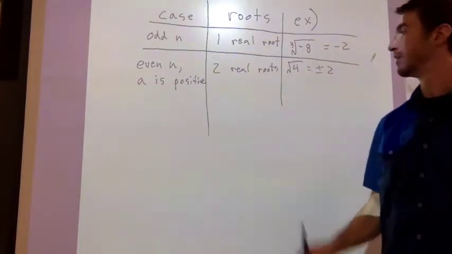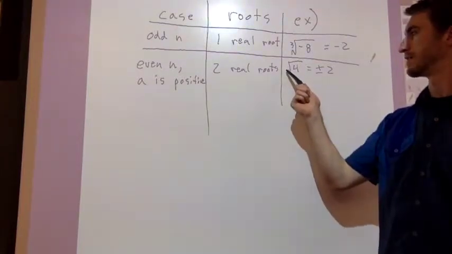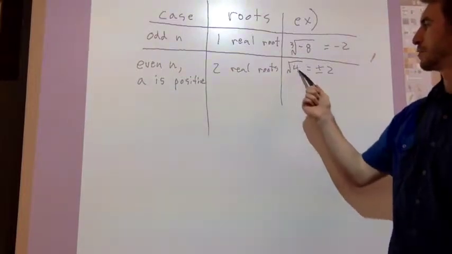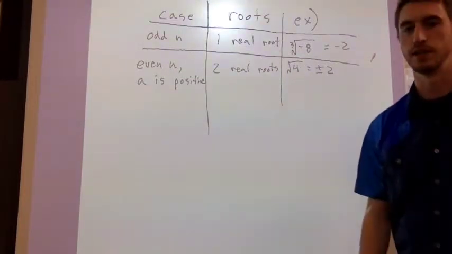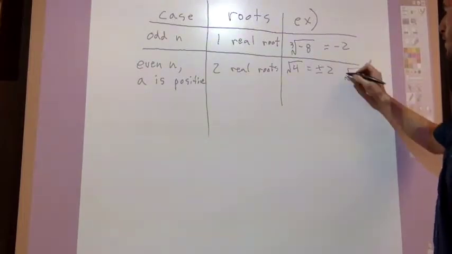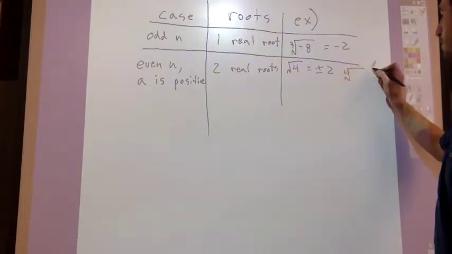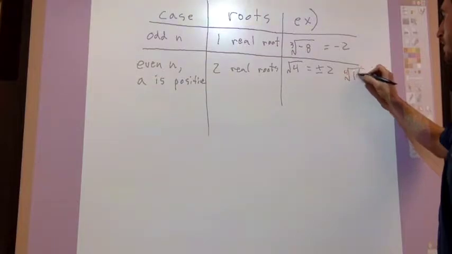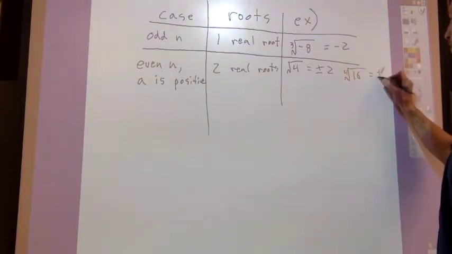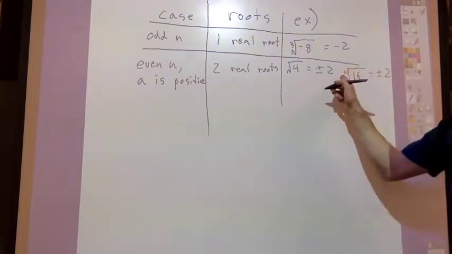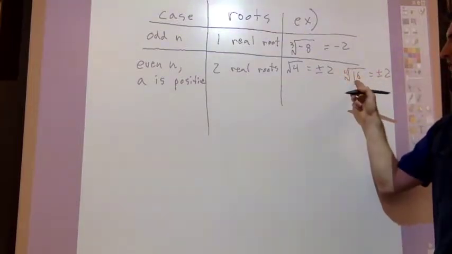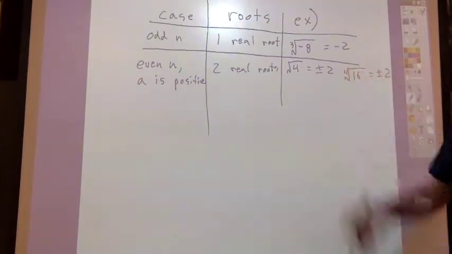You remember that. So that's an even n, right? We took the square root and our a was positive, so we'd have plus or minus 2. Another example would be if you were to take the fourth root of 16, your answer would then be plus or minus 2. Our n is even and our a is positive, so we have two real roots.